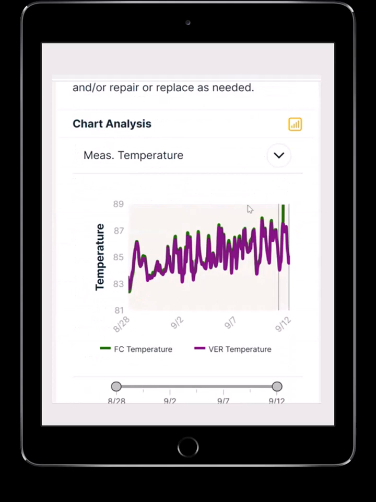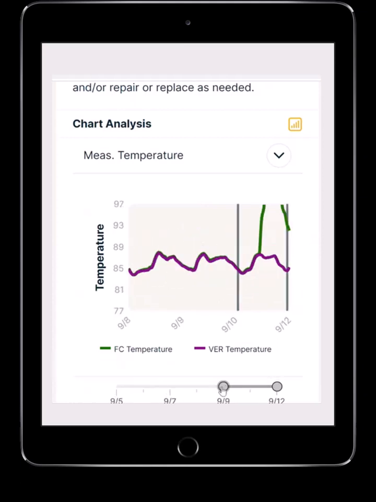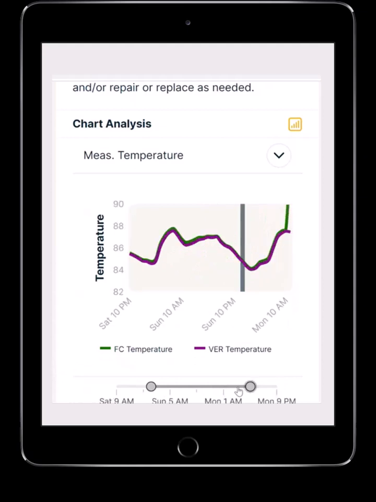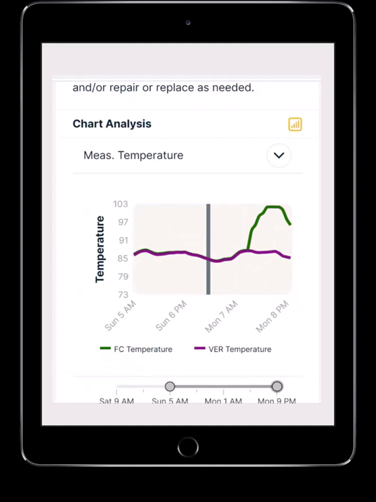So we see here in our graph, this is the temperature measurement. We see the flow computer is in green and the verification is in purple. It looks similar to the last graph we looked at. I see that my green goes off the charts over here. Remember, the message said it went 7 degrees higher. So let's pull our date range in, and we'll be able to see that. There we go. Now I've got the date range pulled in very nicely. I can see the problem.